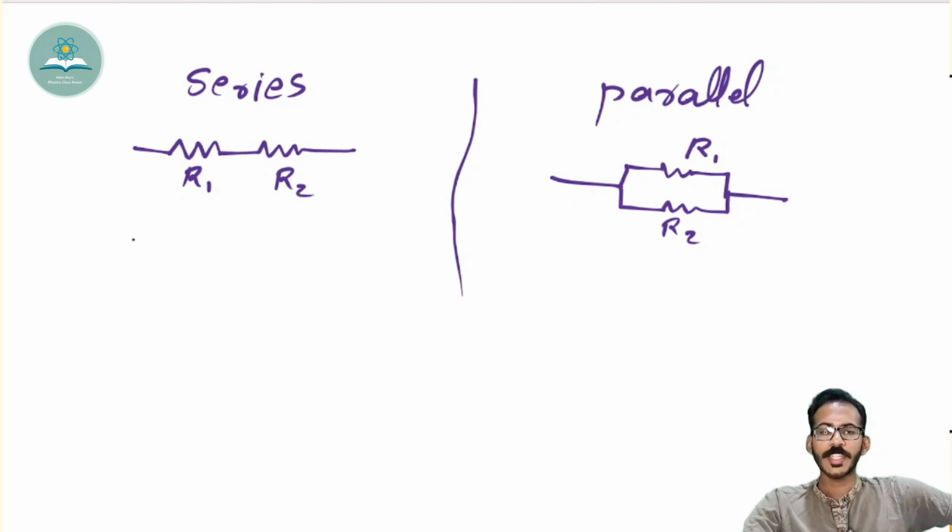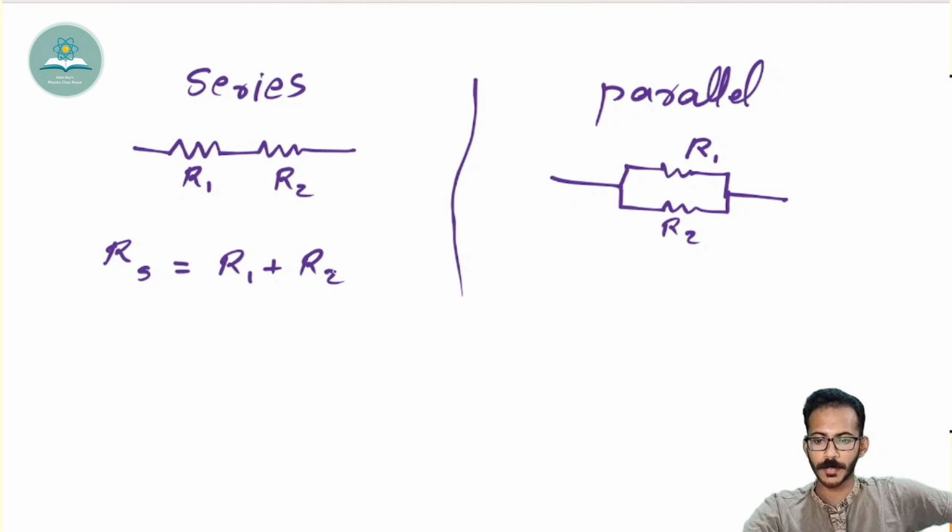Now, the effective resistance of series connection is given as Rs is equal to R1 plus R2. Suppose here my resistance is 1 ohm and here if it is 2 ohm, I'll just add both. That is my overall resistance. That is my effective resistance. So 1 plus 2 gives 3.